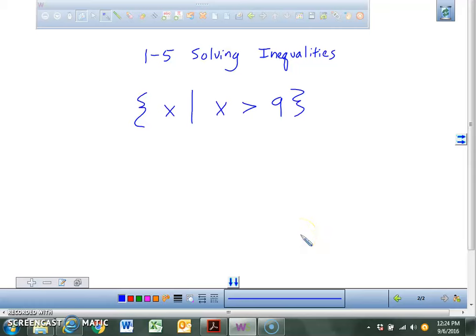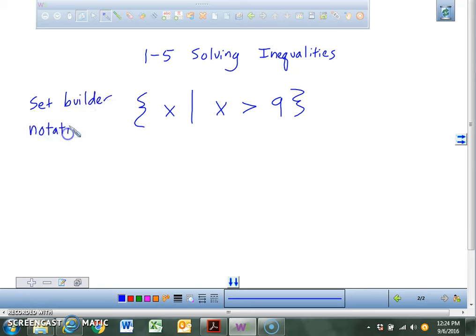Today we're going to be working on solving inequalities, okay? And you've probably done this before in the past, however, you probably haven't necessarily seen an answer written in this form, okay? So this is an answer to an inequality problem, and this is actually what's referred to as set builder notation.